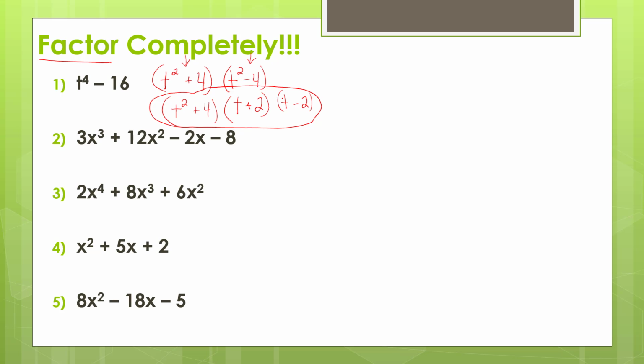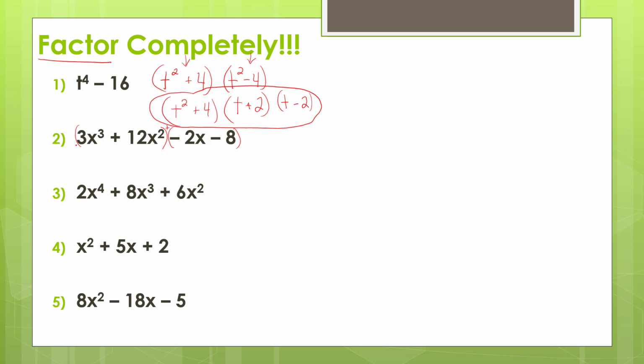Number 2, 3x cubed plus 12x squared minus 2x minus 8. This is an excellent example of grouping. So we would want to group. Notice I captured that subtraction sign because I'm treating it like the additive inverse. So I'm going to add negative 2x.